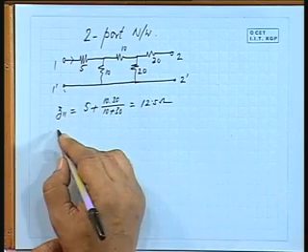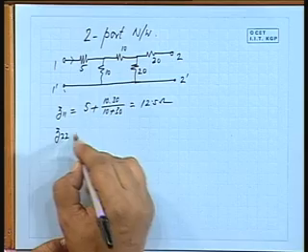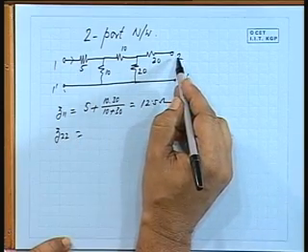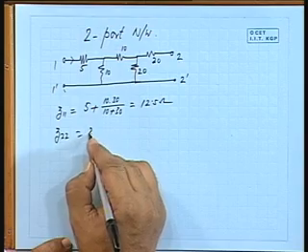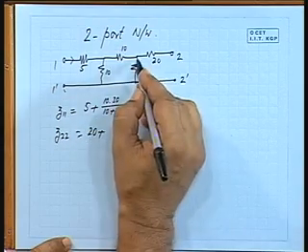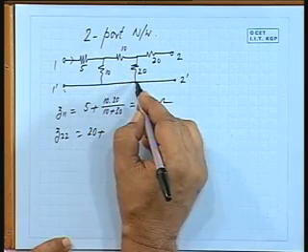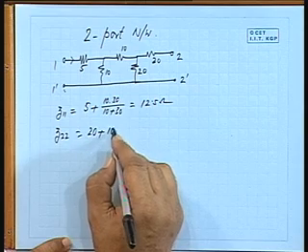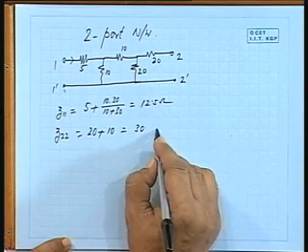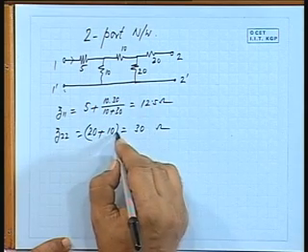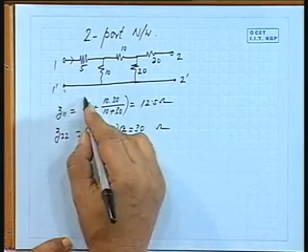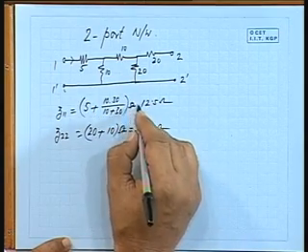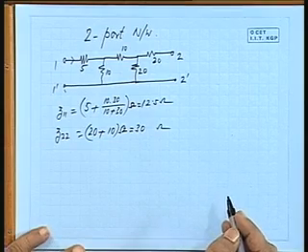Okay. Similarly, what will be Z22? It is the impedance from this side when this is kept open. So it is 20 plus 20 in parallel with 10. So that is 10, 30 ohms. I should write this in ohms. This is also in ohms. Okay.